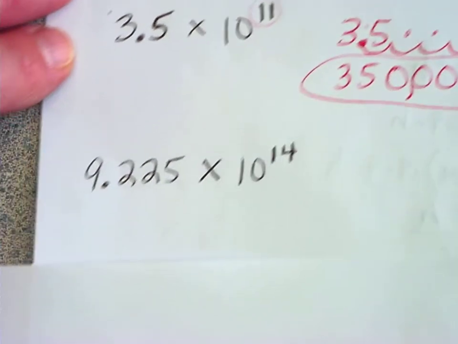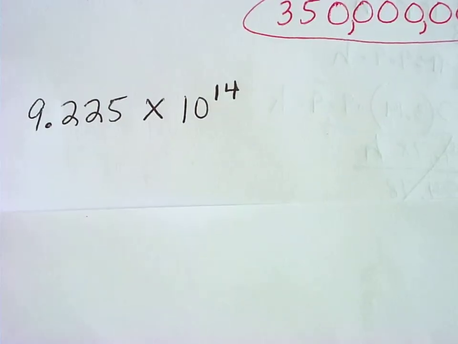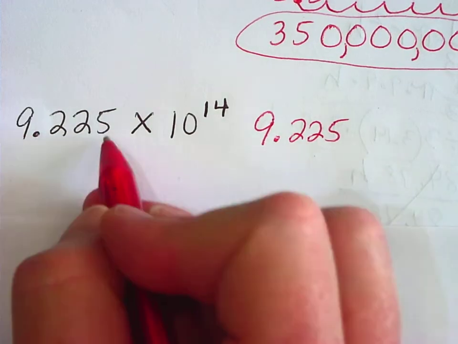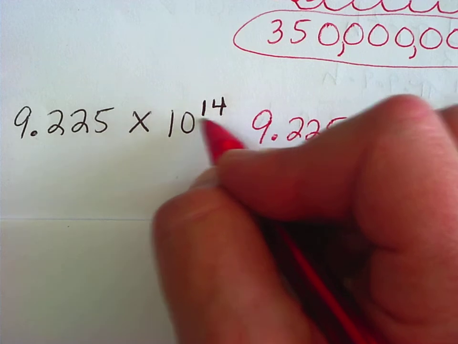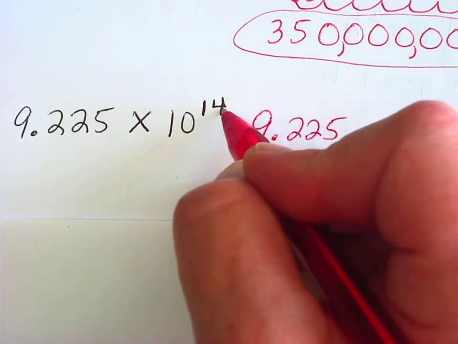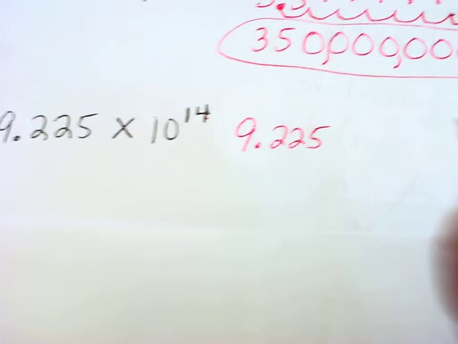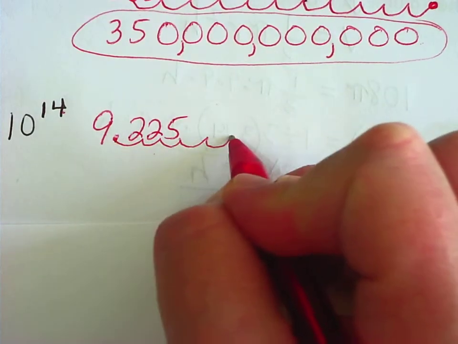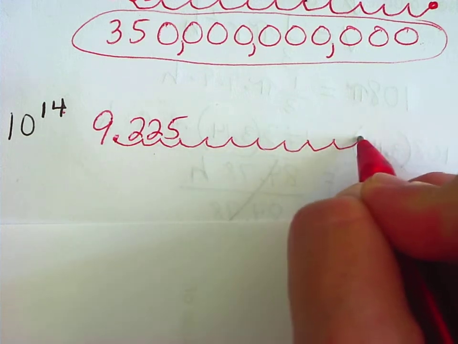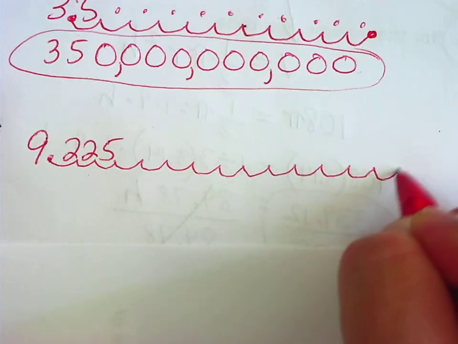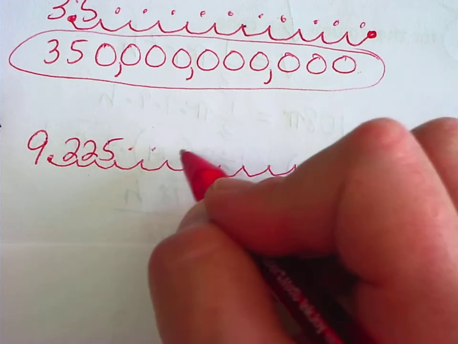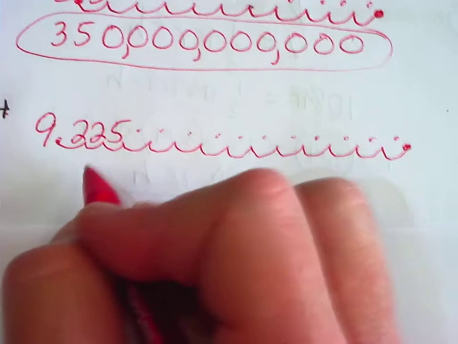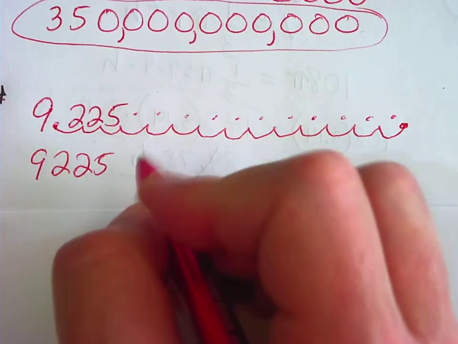Okay, let's try another one. We're going to take 9.225, the factor that we're given, and now this is a positive 14. So I'm going to move this decimal 14 places to the right. 1, 2, 3, 4, 5, 6, 7, 8, 9, 10, 11, 12, 13, 14. So I created 11 zeros at the end of this number. 9225 and now 11 zeros.